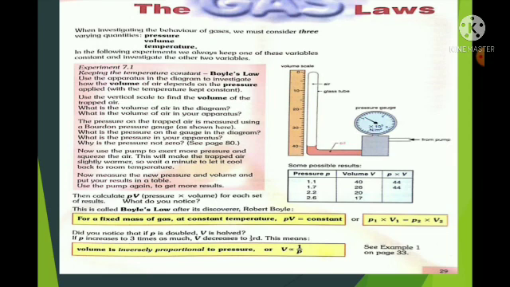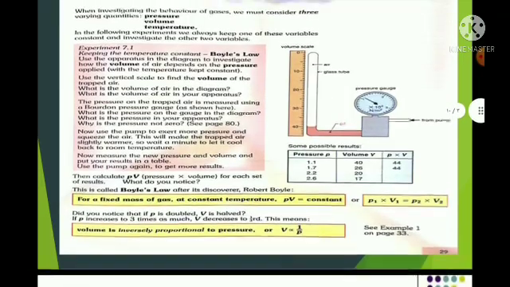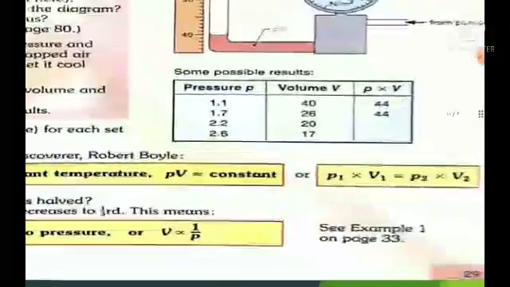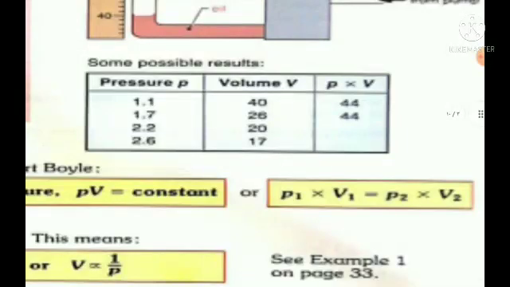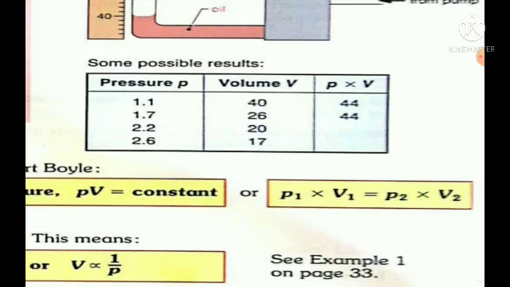Now use the pump to exert more pressure and squeeze the air. This will make the trapped air slightly warmer, so wait a minute to let it cool back to room temperature. Now measure the new pressure and volume and put your results in a table. Use the pump again to get more results. Here I have some possible results: pressure P, volume V, and P multiplied by V. Okay, this is a possible result.